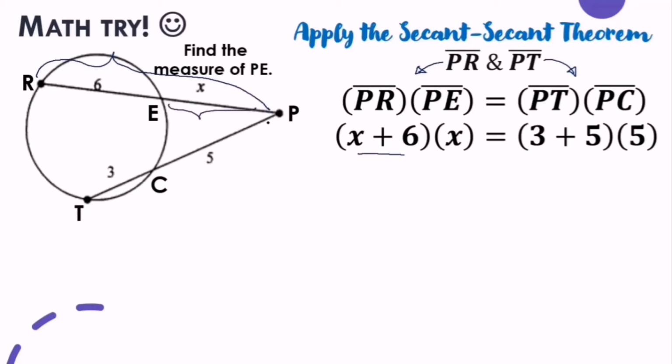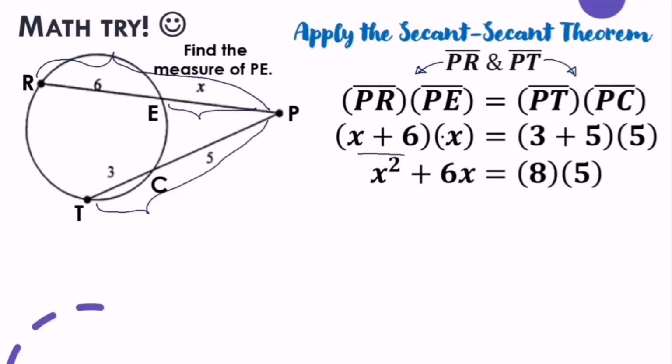Okay? Then, another one, si PT mula kay P papunta kay T. So, that is 3 plus 5. And then, PC is 5. Okay? Then the next thing that we're going to do is we're going to distribute x times x, so that is x squared, and then x times 6, so that is 6x. And then 3 plus 5 is 8, and then 5. Okay? I hope that's clear. And then simplify.